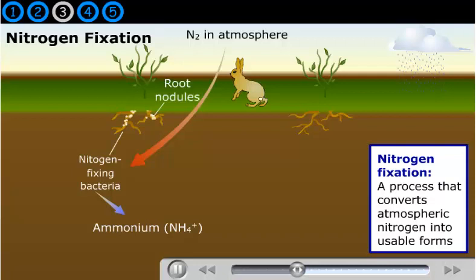Some of the nitrogen-fixing bacteria have a symbiotic relationship with a specific plant. For example, some legumes have root nodules that contain the nitrogen-fixing bacterium rhizobium. Other nitrogen-fixing bacteria are free-living in the soil. In aquatic environments, some cyanobacteria carry out nitrogen fixation.